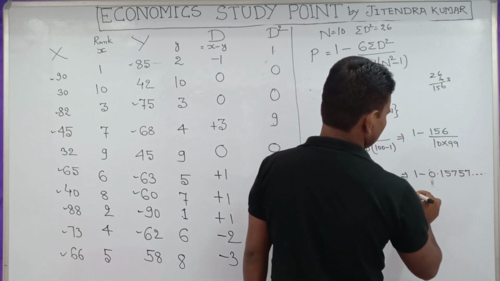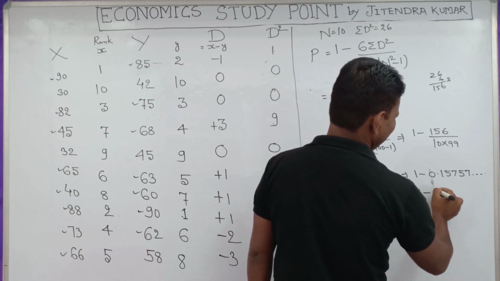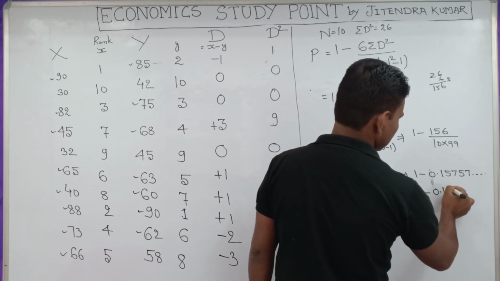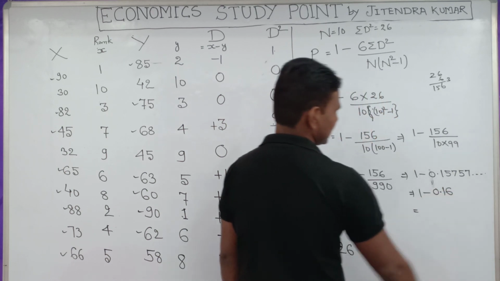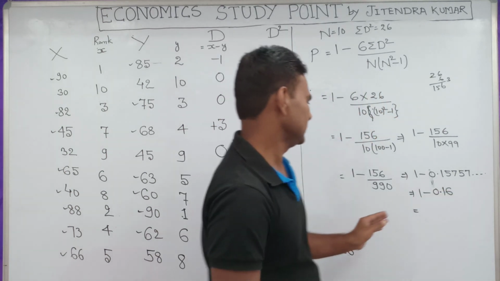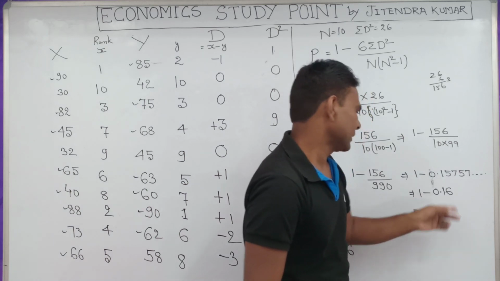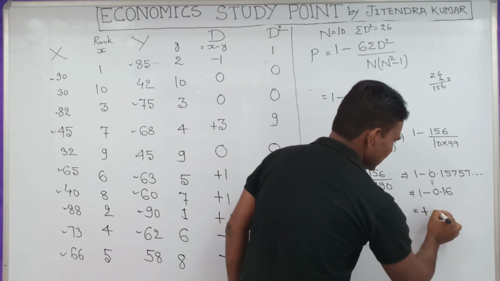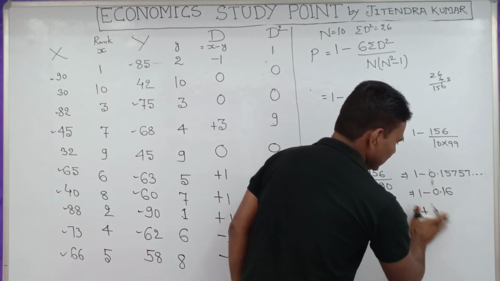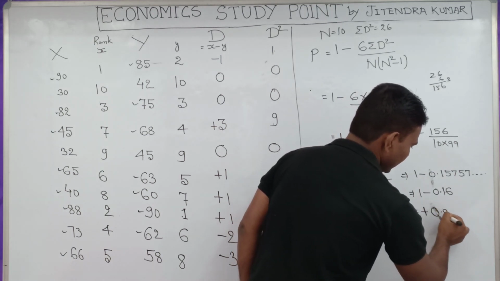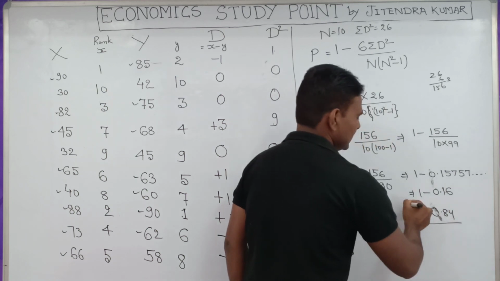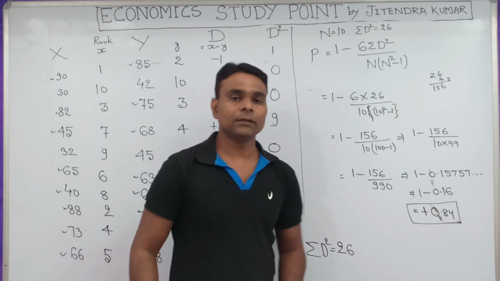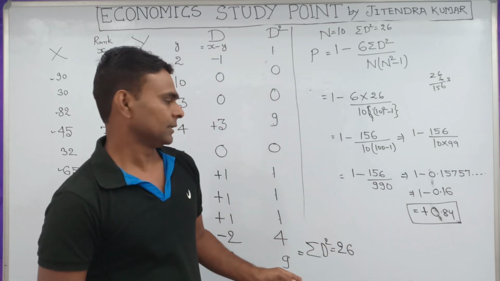0.1571, which rounded off can be written as 0.16. When 0.16 is subtracted from 1, we get plus 0.84. This is the Spearman rank correlation coefficient.